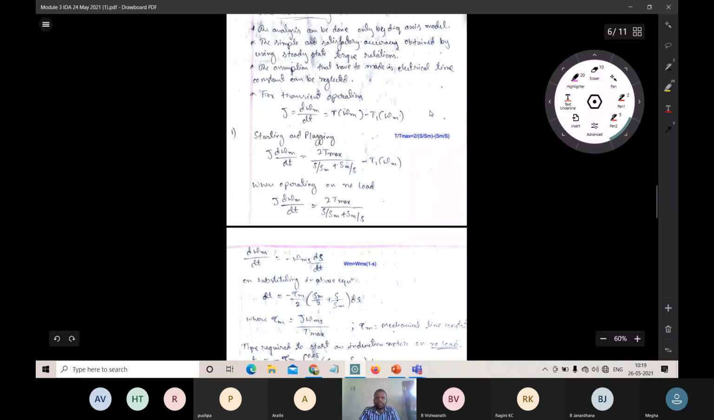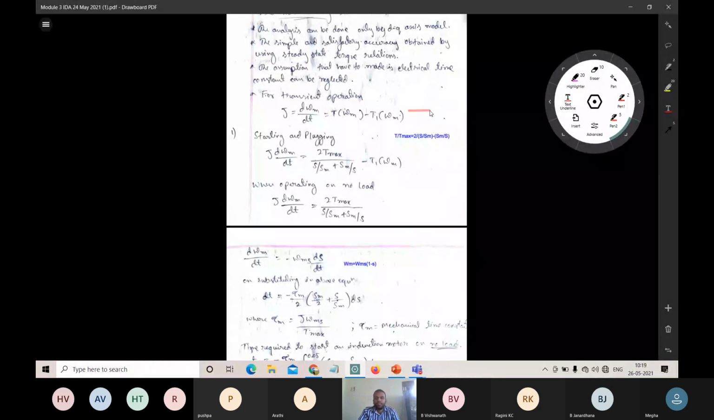And the next thing is starting and plugging. How actually the transient behavior takes place at the time of starting and plugging, that we will look at here. We know that one equation, that is T by T max is equal to 2 by S by Sm minus Sm by S.